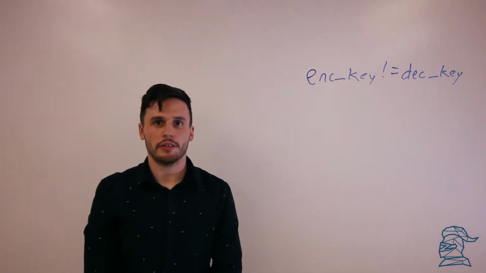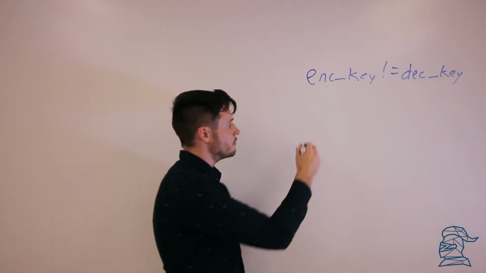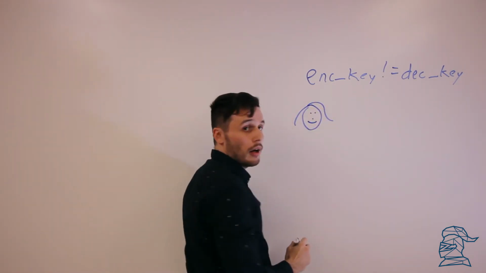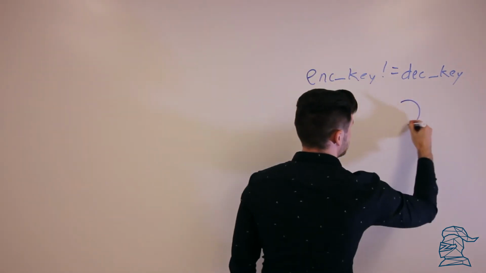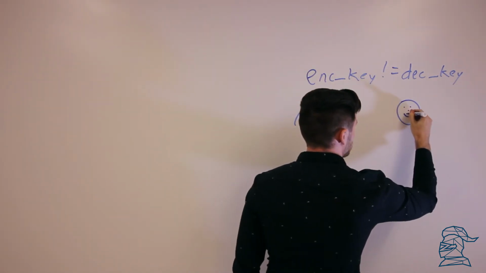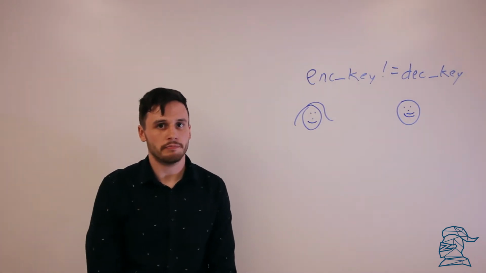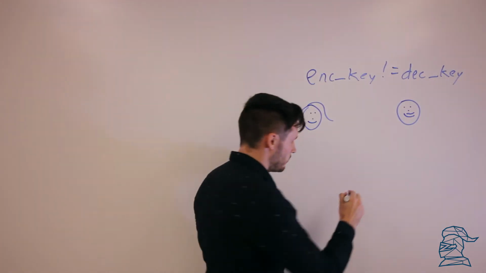So let's go over an example. We have Alice and we have Bob. They like to send messages back and forth to each other, but they are afraid of somebody else getting those messages. Insert Eve.